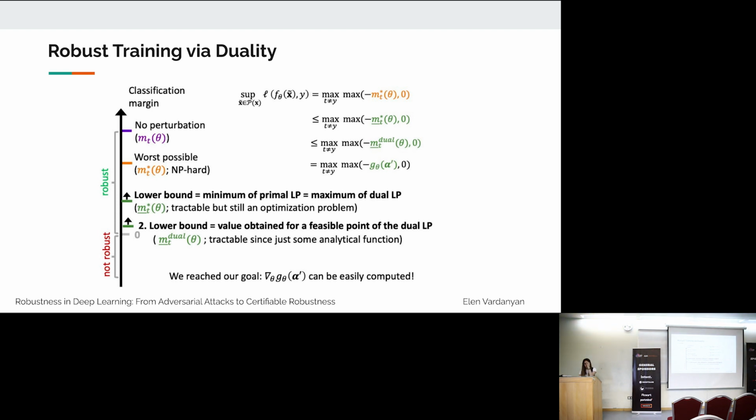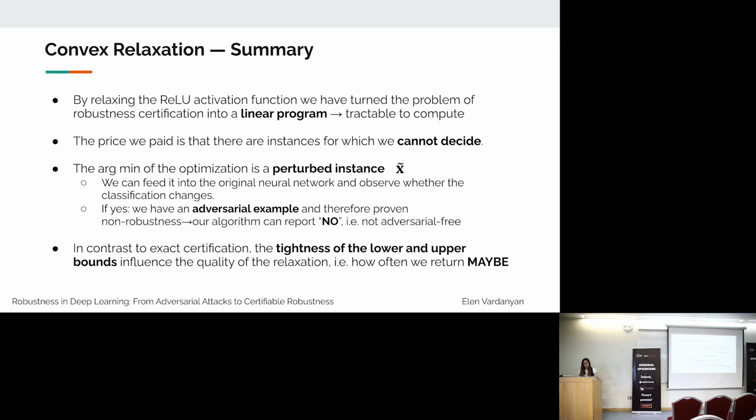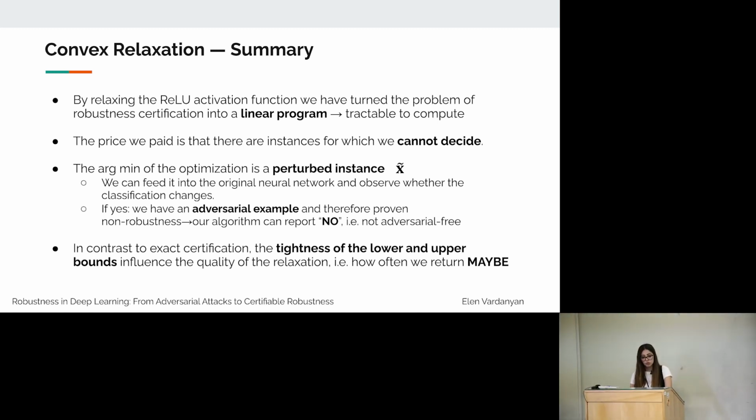Just as a summary to convex relaxation: by relaxing this ReLU activation function, we turned our certification problem into a linear program, and that's easy and tractable to compute. The only price that we paid is that there might be some instances for which we can't decide if it's adversarial free around an epsilon ball.